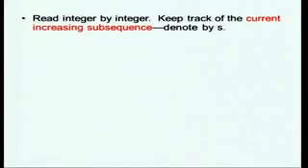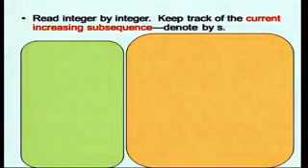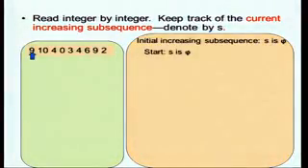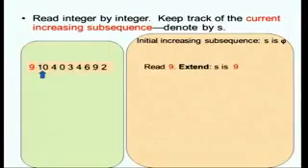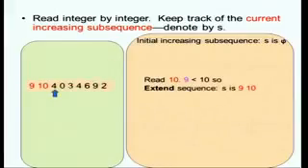So what we need to do is to keep track of the current increasing subsequence. Let us say that it is denoted by S. Before we get into the code, let's see how we will do it by hand. So initially the increasing subsequence is S, and let's say that it is empty. After you read 9, you have an increasing subsequence which consists of exactly one number. So S is 9. Now the next number is 10. 10 is greater than 9, so you extend S.